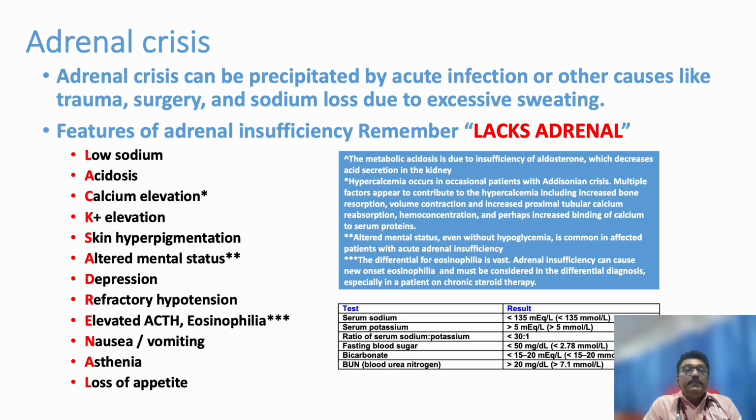Now, adrenal crisis can be precipitated by acute infection or other causes like trauma, surgery, or sodium loss due to excessive sweating. Features of adrenal insufficiency you can see here. Hyponatremia can be there. LAX ADRENAL is the mnemonic: low sodium, acidosis, calcium elevation, potassium elevation, skin hyperpigmentation, altered mental status, depression, refractory hypotension, elevated ACTH, eosinophilia, nausea, vomiting, asthenia, loss of appetite.